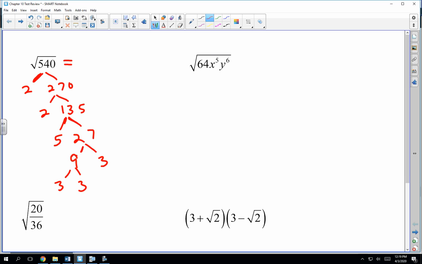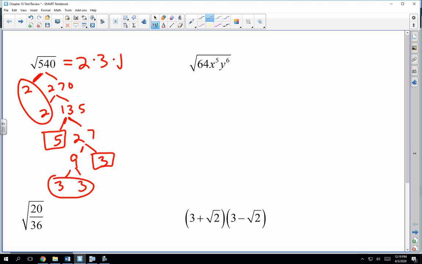This is equal to, we've got a pair of 2s there. And so we'll pull out a 2 from the radical. We've also got a pair of 3s down here. So we're going to pull out a 3 from the radical. And then what you'll notice is I have a 5 without a partner and another 3 without any other 3 to go with it. Those will remain underneath the radical.